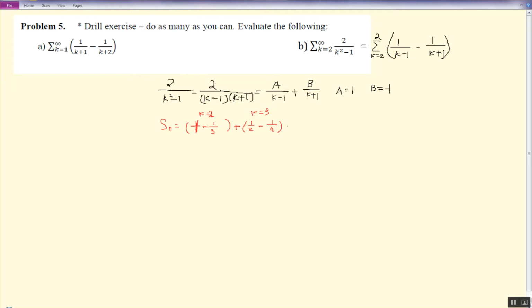Now you don't see any terms that can be cancelled. That means you are not seeing the pattern yet. You should continue. So when k is 4, this is 1/3 minus 1/5. Now you can see that at least this term can cancel, but you don't see the pattern clear enough at this point, so I would advise you to continue to write more terms. When k is 5, this is 1/4 minus 1/6.